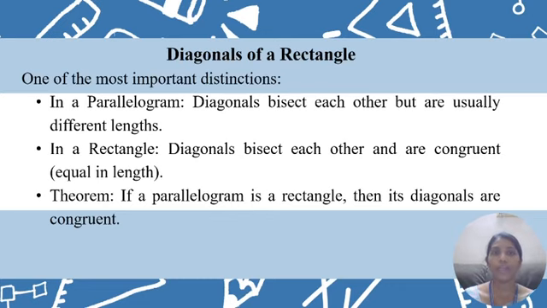So, the diagonals of the rectangle. One of the most important distinctions is that in a parallelogram, diagonals bisect each other but are usually of different lengths. But in a rectangle, diagonals bisect each other and are congruent. So if a parallelogram is a rectangle, then its diagonals are congruent.